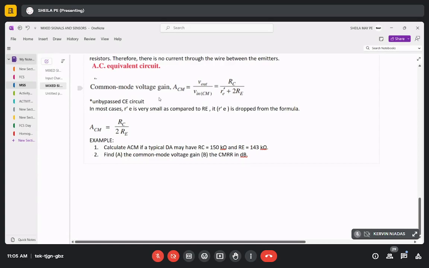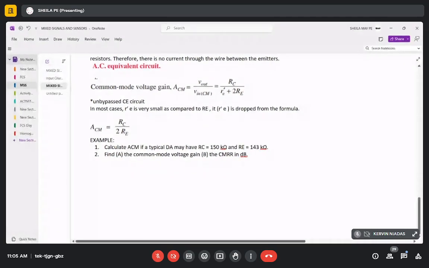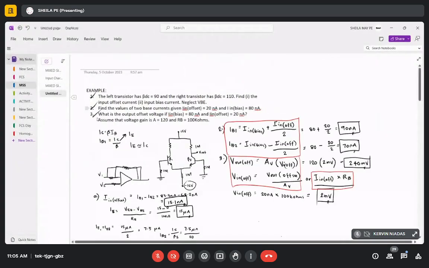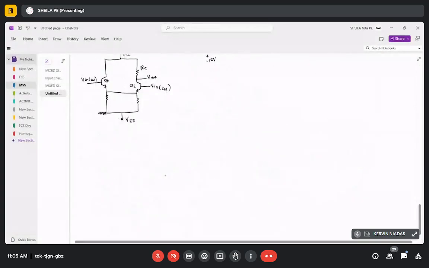So the formula for ACM is V out divided by V in for the common mode, which is equivalent to RC divided by RE plus 2RE. The 2RE, class, is in here. We have RE here, right?